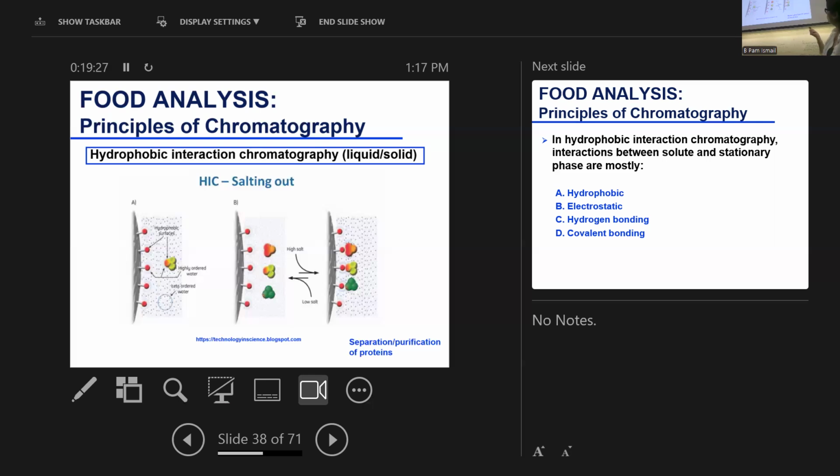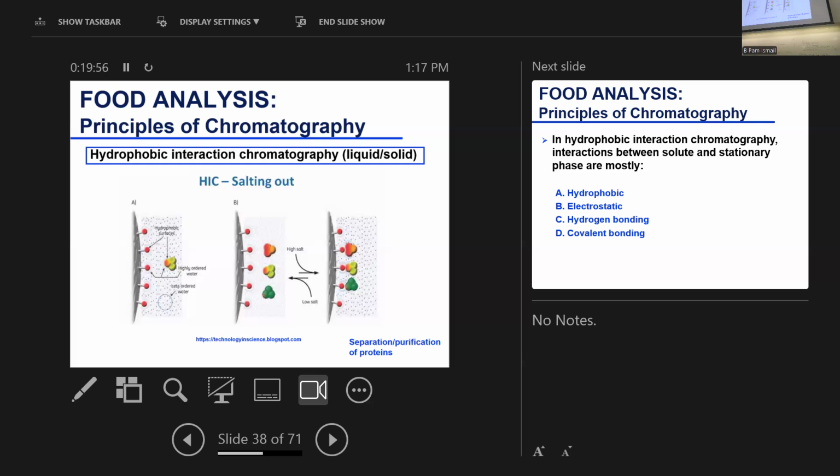So the hydrophobic groups now can interact via weak interactions with the hydrophobic surface of your stationary phase. So this is with high salt. Now, after they interact, you want them to leave the column. So you decrease salt concentration. You start with 1 molar, then you go down to, let's say, 0.75, 0.5, 0.25 to 0 molar salt.